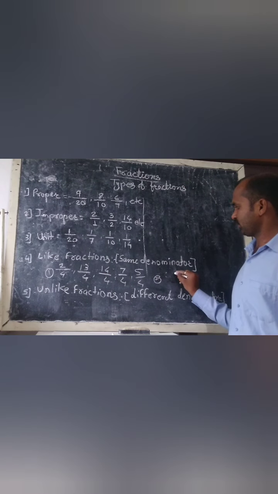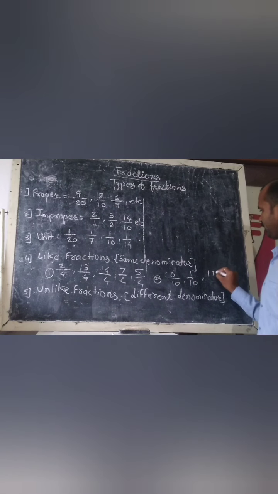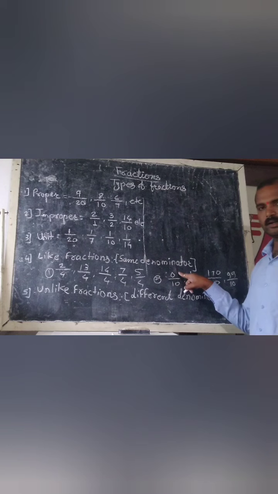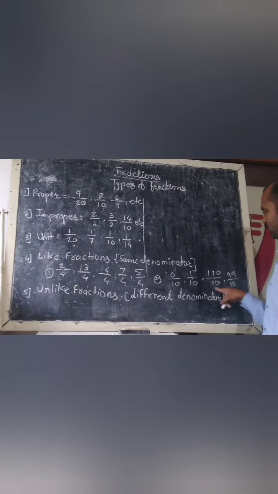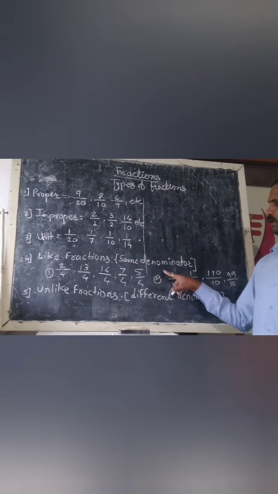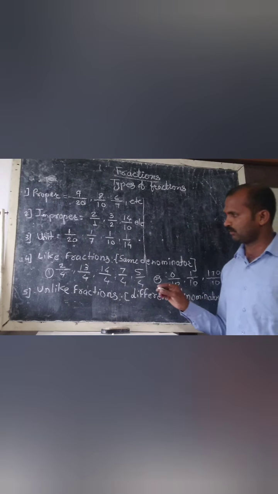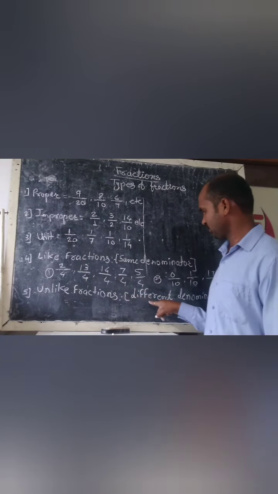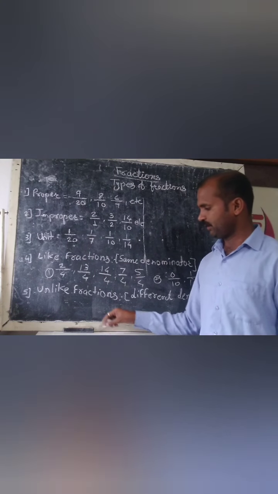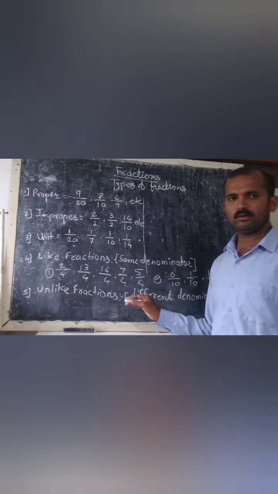You can take any denominator, suppose 0 upon 10, 1 upon 10, 170 upon 10, 99 upon 10. Numerator can be 0, but denominator should not be 0. So here are the equal denominators. These are like fractions. Unlike fraction is a little bit opposite of like fraction, in which different denominators are there. Even if numerators are the same, it doesn't matter, but unlike fractions should have different denominators.